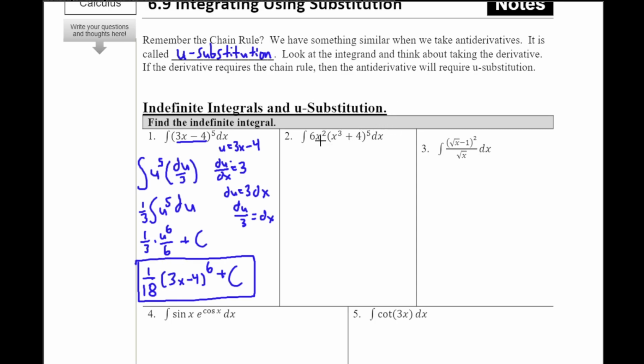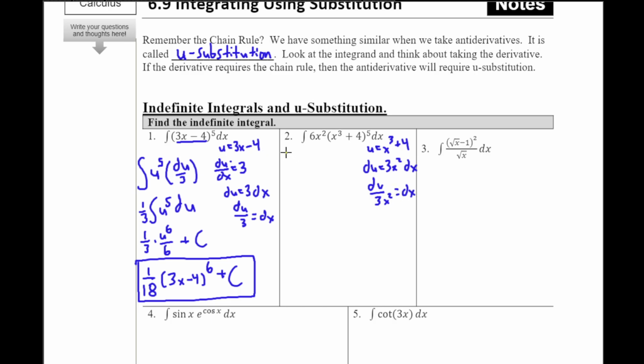This one right here, this looks like a mess, right? So remember, when you set u equal to something, here's a hint. If you notice, inside here is x cubed plus 4. If you take the derivative of x cubed, that's a 3x squared. It's going to cancel out. You're going to see this right here. So let u equal x cubed plus 4. du is equal to 3x squared dx. And then divide both sides by 3x squared. du over 3x squared is equal to dx.